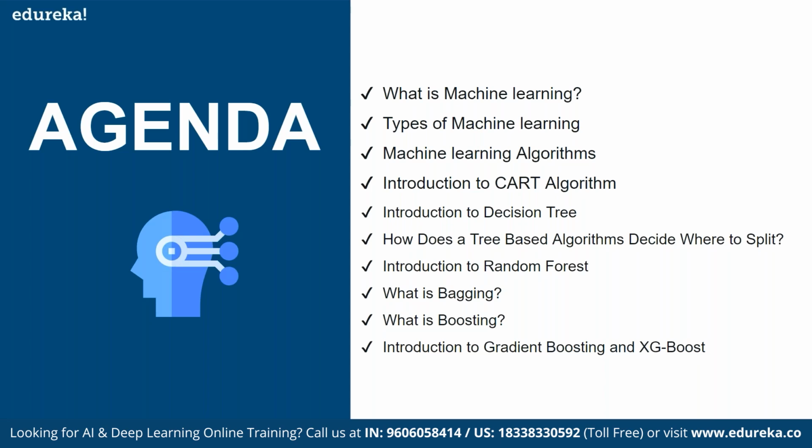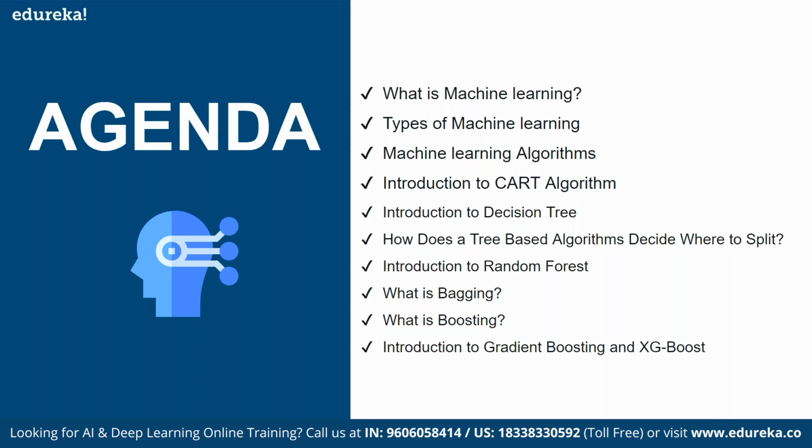Introduction to the CART algorithm, which is basically classification and regression trees. Then a quick introduction of what decision trees are, the base of tree-based models in machine learning. And then we'll talk about how to split a particular node in a decision tree, and based on what parameters or indices I make that decision.